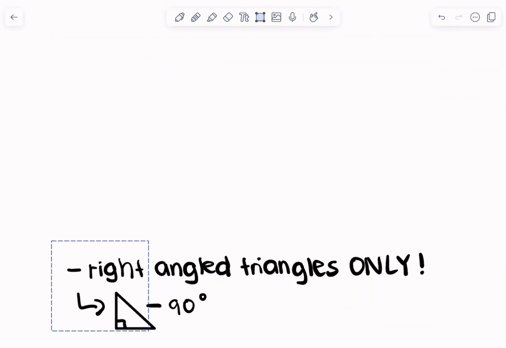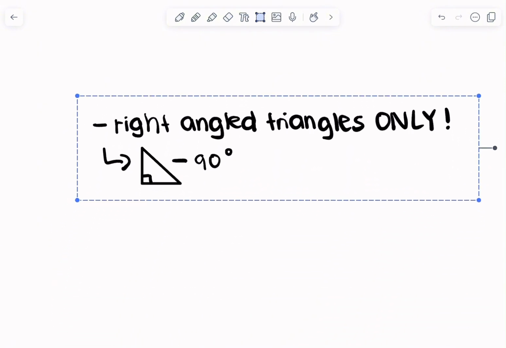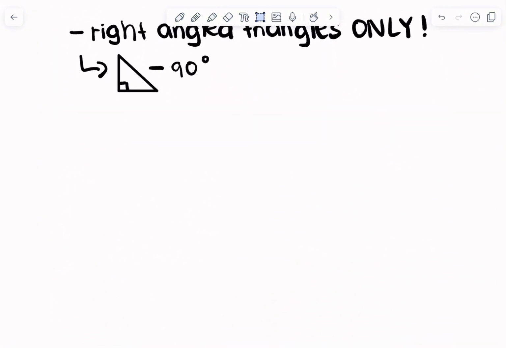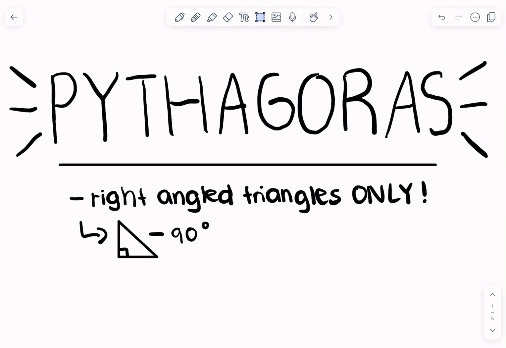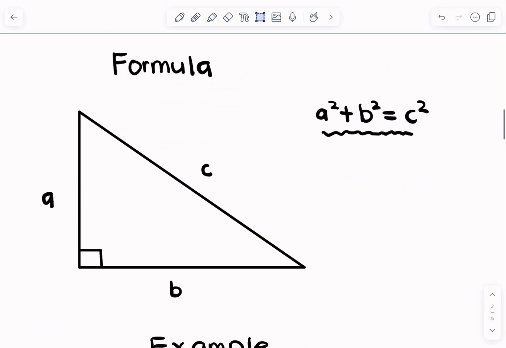So what exactly is Pythagoras theorem? It's a super useful formula that lets us find the length of any side in a right angled triangle, as long as we know the other two sides. The formula is simple. A squared plus b squared equals c squared, where A and B are the shorter sides, and C is the hypotenuse.